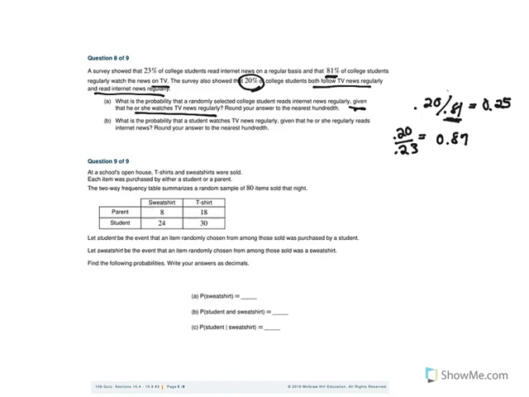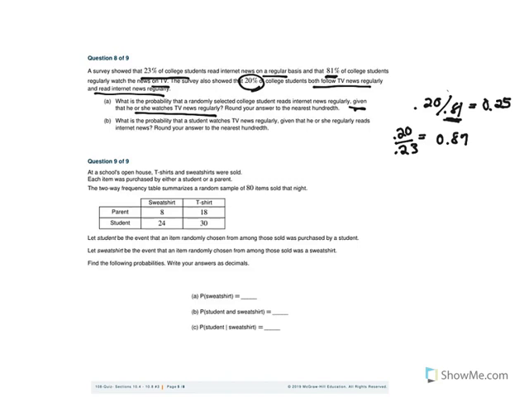Then for B, it's the same concept. What is the probability that a student watches TV news regularly, given that he or she regularly reads the internet news? So reading the internet news is 23% of the students. So that's our denominator. That's our given. And then our 0.20 is our numerator. So when we divide that, we get the 0.87. Well, you get 0.869 something. And so we end up at 0.87.